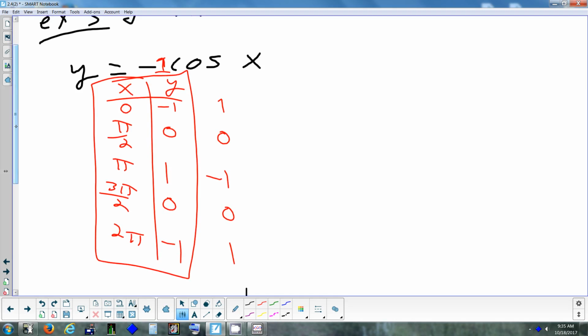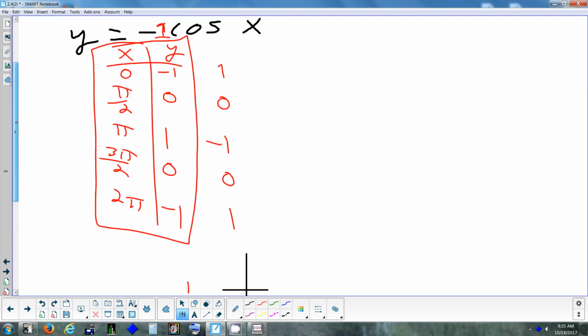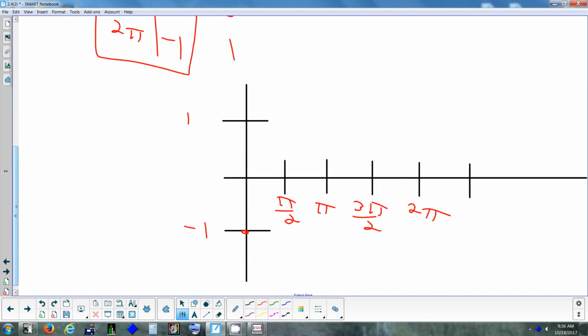Okay, let's set up our graph. Technically, I don't have to label 1 and negative 1 because I said if you don't label anything, I'm going to assume you're going by ones. But I like to label it. All right, and we're at negative 1, 0, 1, 0, negative 1. Negative 1, 0, 1. Back down to 0. And negative 1. So what this has done is it's flipped that wave, okay, the part that we're going to sketch.